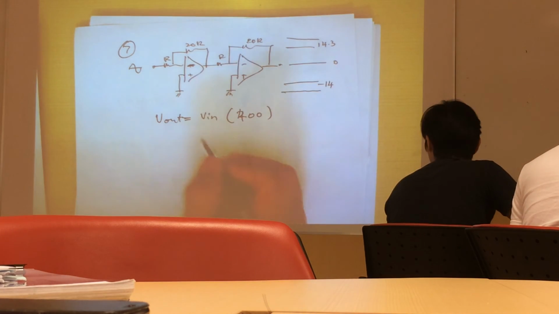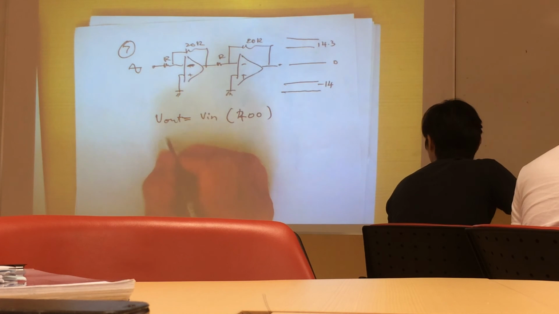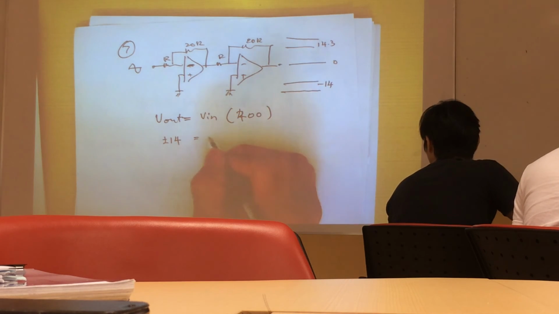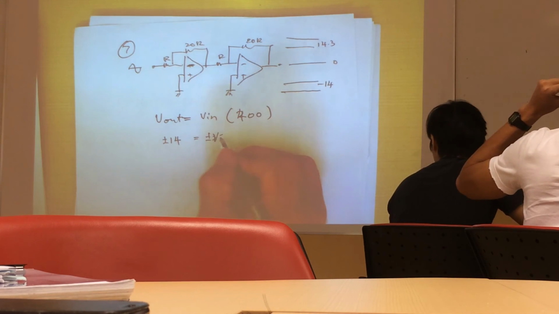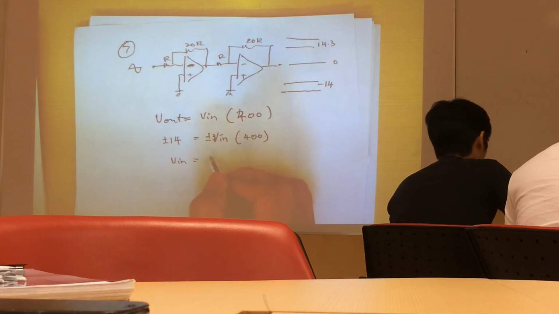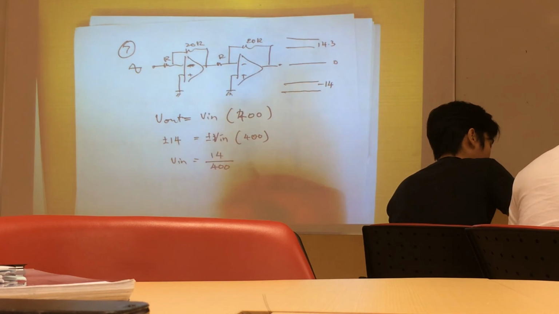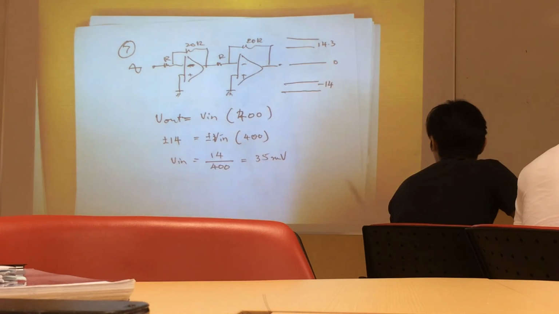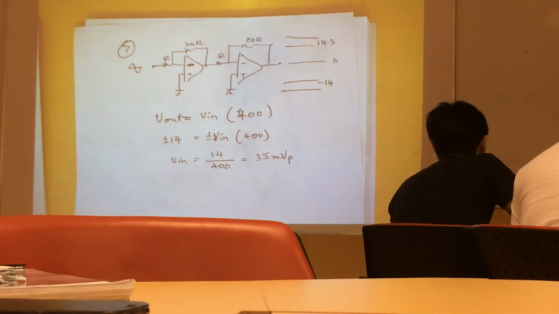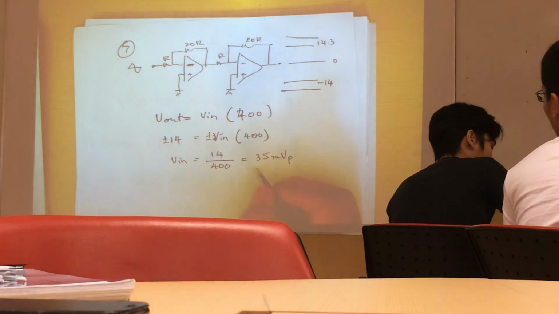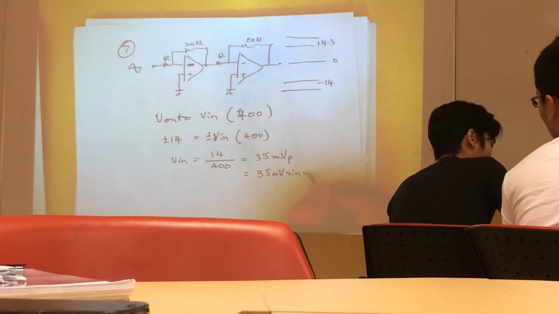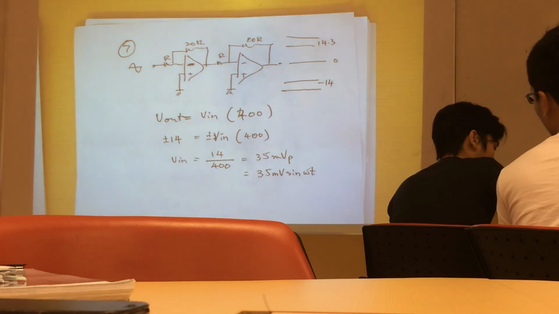Right? So therefore we can find out the input signal, since we know the output will be maximized at 14 volts. So V in, with 400 gain, and therefore V in is equal to 14 divided by 400, and that is 35 millivolt. So V in would have a peak value of 35 millivolt. If we want to write the equation properly, the signal is 35 millivolt sine omega t or cos omega t, whichever. So this is your input signal.